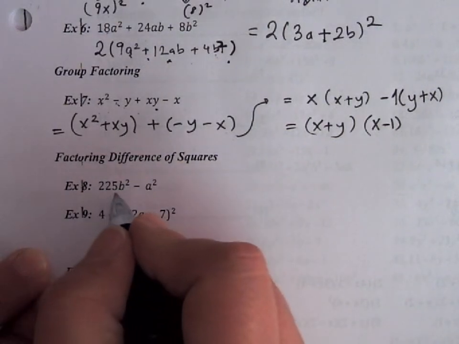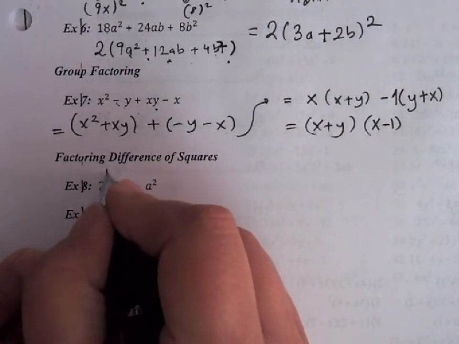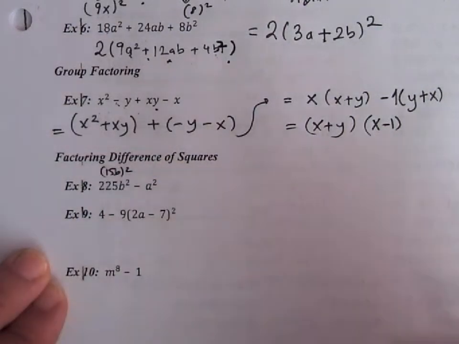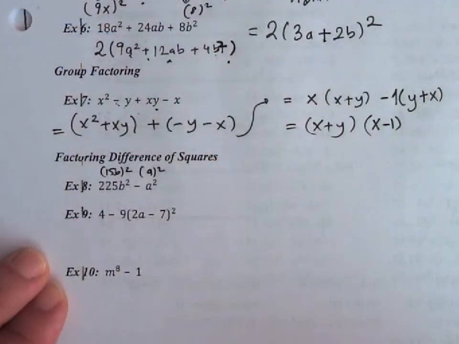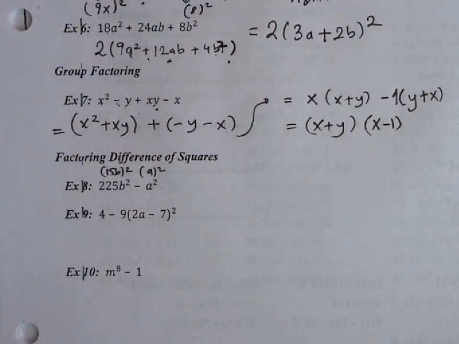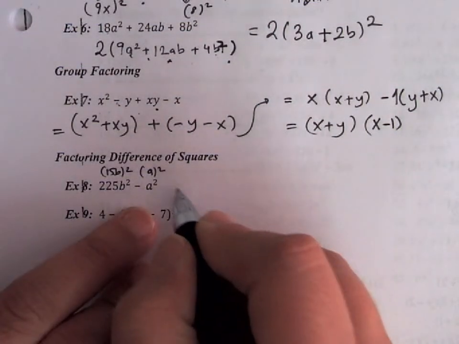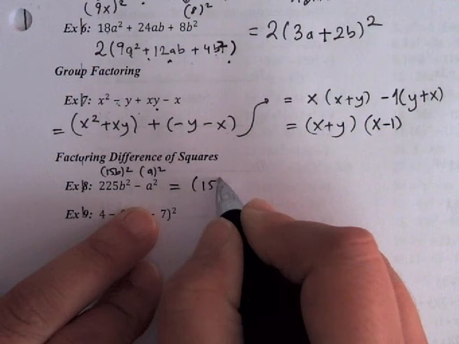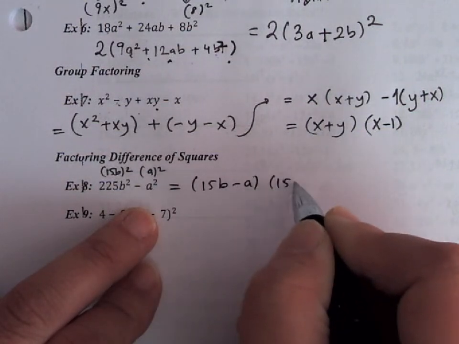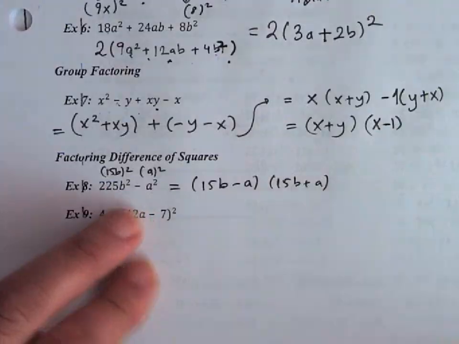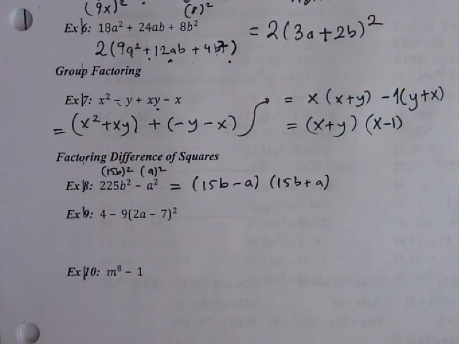So 225b squared is 15b squared. And a squared is a squared. And there's a negative sign between them, which means that we can factor it as a difference of squares. So that is 15b minus a, 15b plus a, right? One with a negative sign, one with a positive sign.